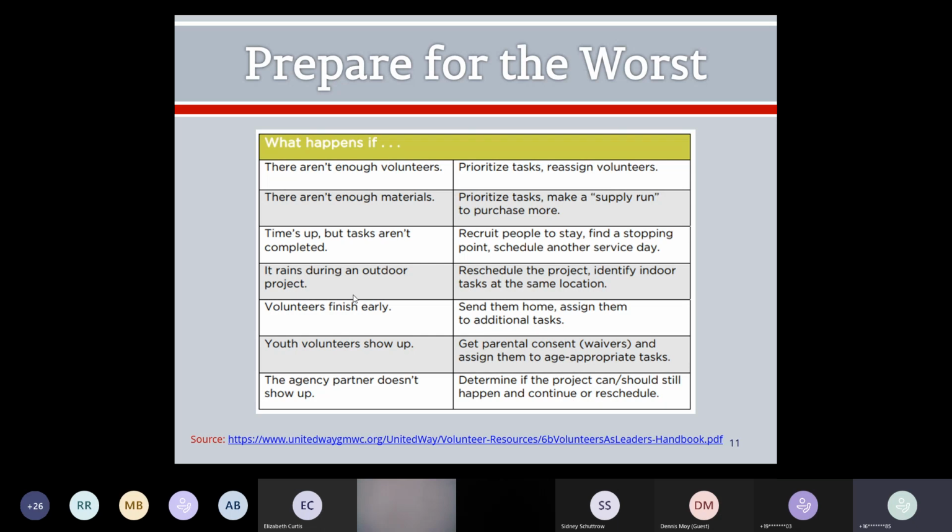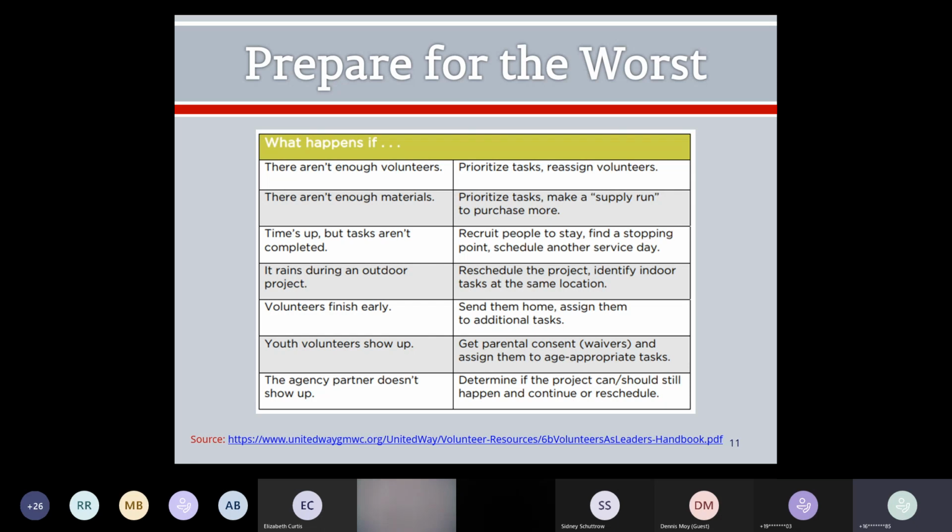Rain during an outdoor project? Always have that backup plan, especially if you're doing something outdoors. Weather may be a factor, so have a date in mind to reschedule in advance. Or possibly, if there is an indoor location nearby, you can quickly move whatever you were doing outside into an indoor location.